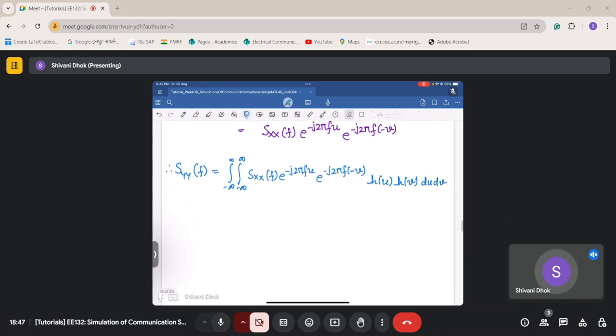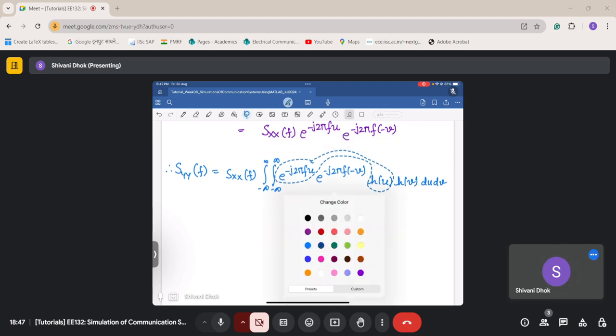Now this particular thing here, this Sxx of f, is a constant, so I can take it outside. So this thing I can completely take outside because it is a constant. It is not a function of u and v. So this is what we are getting right now. Another thing is this e power minus j 2 pi f u and this h of u, these things are only a function of u.